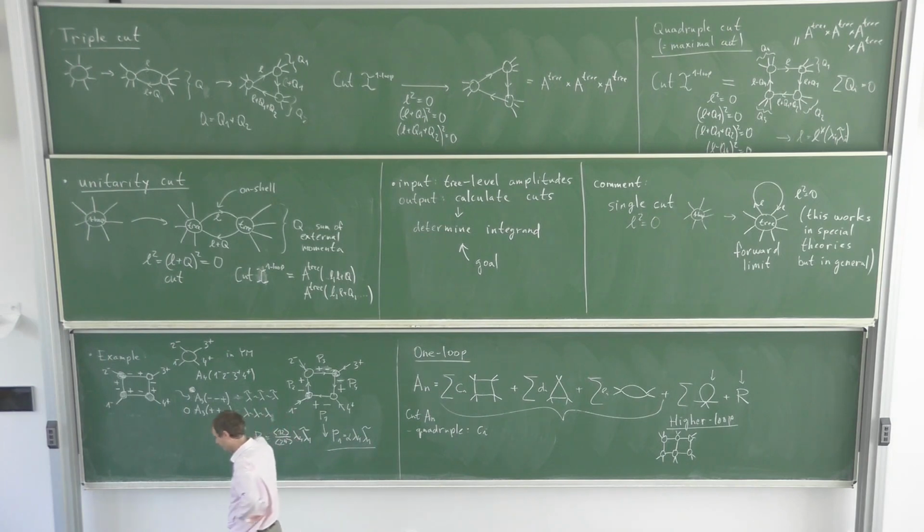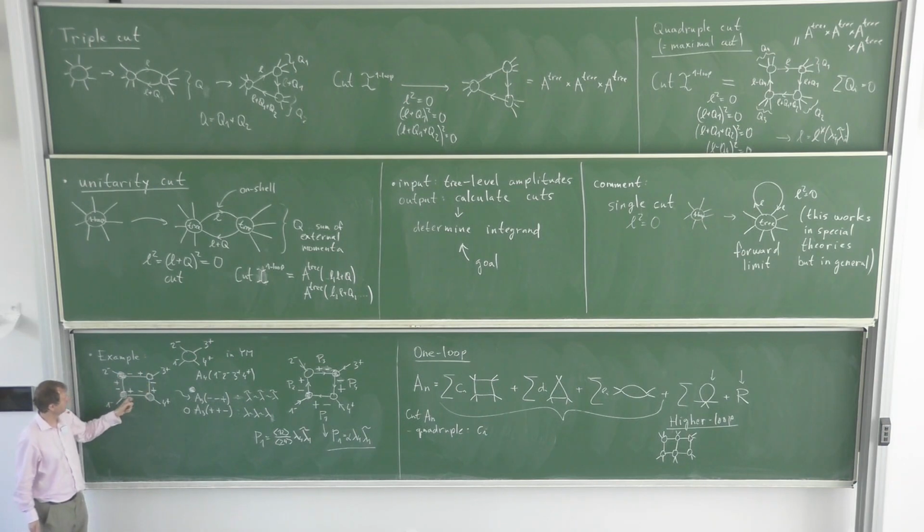Here it was a little bit different, because this picture looked like a quadruple cut, right? Cutting four propagators. Now, this is true. We are imposing four constraints, but it is not a priori clear how we distribute the constraints. In this picture, what we really do is impose three constraints on L, and one constraint on external kinematics, and it makes four in total.